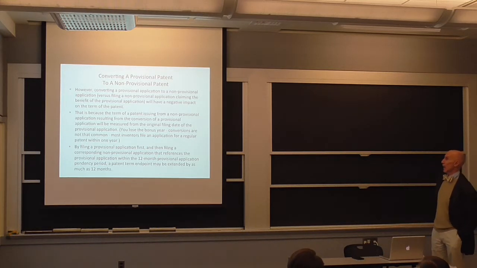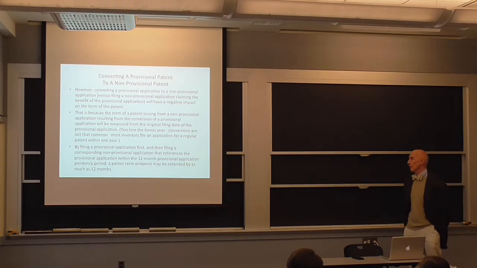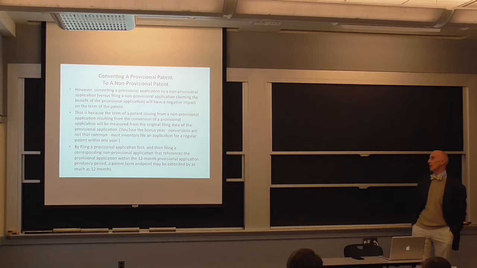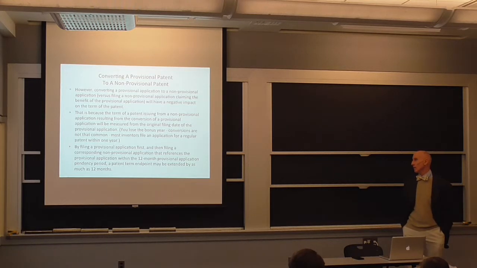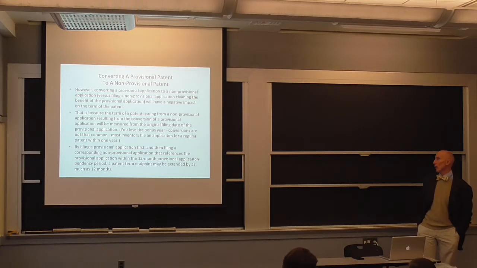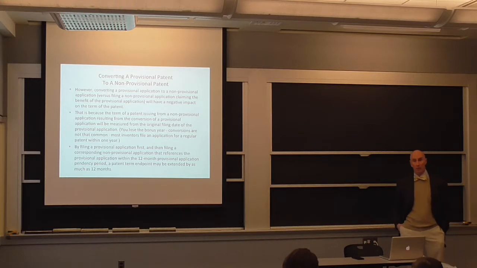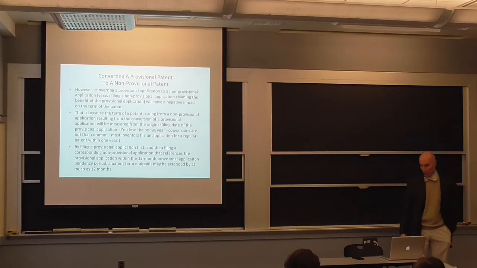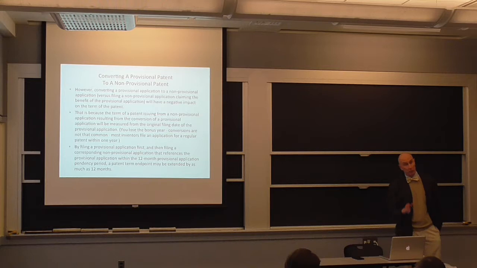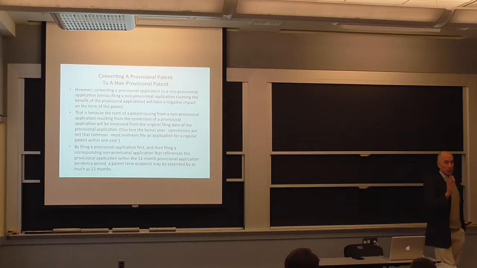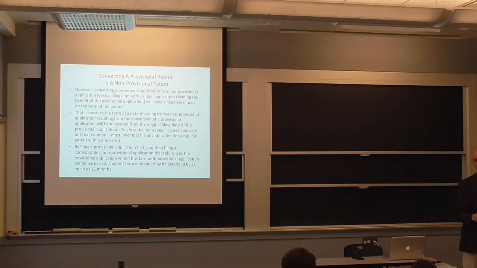By filing a provisional application first and then filing the corresponding non-provisional application that references the provisional application within the 12-month provisional pendency period, a patent term endpoint may be extended by as much as 12 months. So that's why you always refer back, because it's the protection that you're looking for, and the protection, remember, is retroactive. Protection begins the day you file your disclosure, the day you file your provisional application.